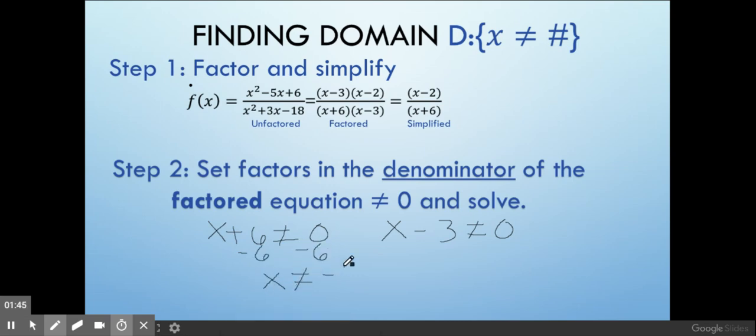We get x does not equal negative 6. On this one, we're going to add 3 to both sides. x does not equal positive 3.